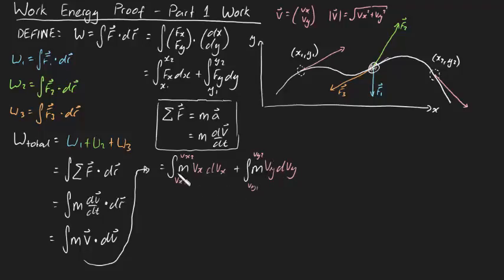Now, because we're going to assume that the mass of our particle remains constant throughout its flight, we can pull m outside of both integral signs and evaluate the integral now.